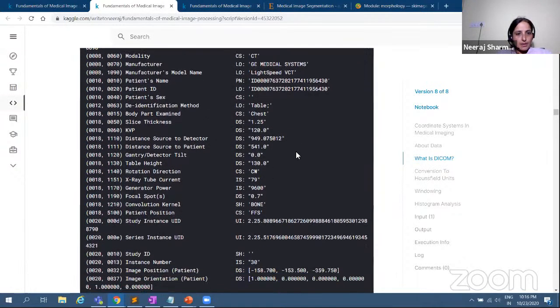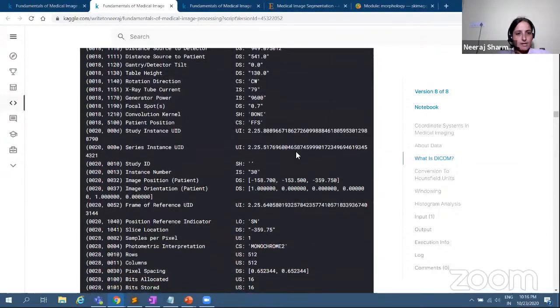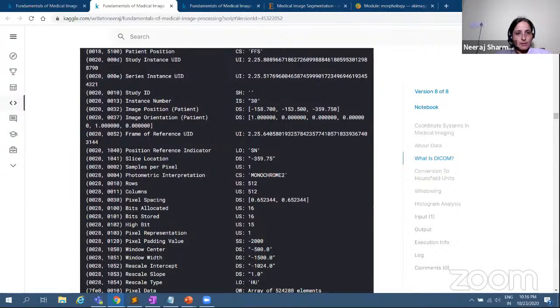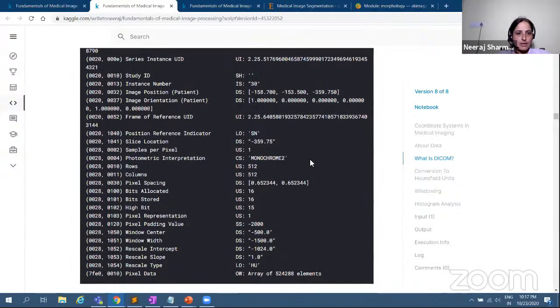Then we will talk about the slice location. Slice location or image orientation of the patient, these two tags come into the picture if the slice thickness is not given in the data set. Sometimes some metadata can be missing. So if the slice thickness is not given, then we can take the slice locations of any two slices and subtract them. So we will get the slice thickness between the two slices. That's where this metadata comes into the picture.